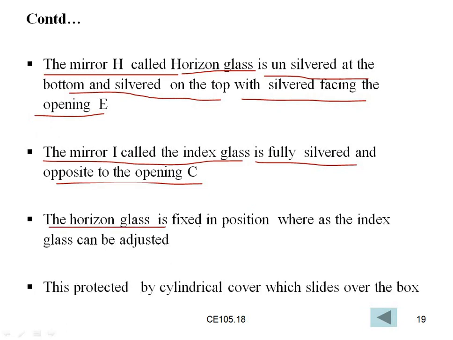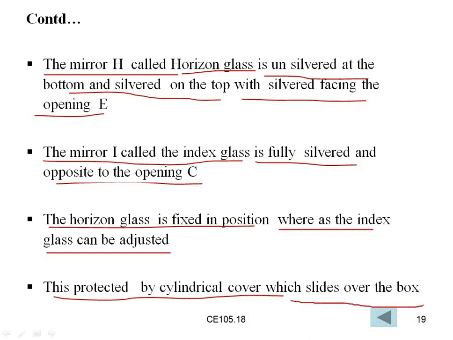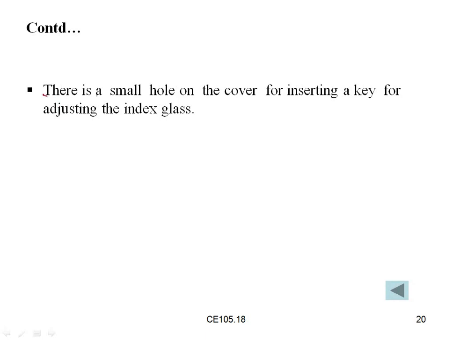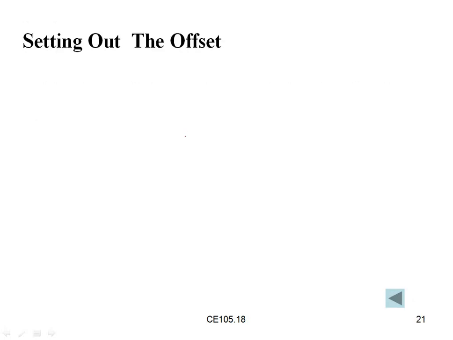The horizon glass is fixed in position, whereas the index glass can be adjusted. It is protected by a cylindrical cover which slides over the box. There is a small hole on the cover for inserting a key for adjusting the index glass. So let us see setting out the offset.